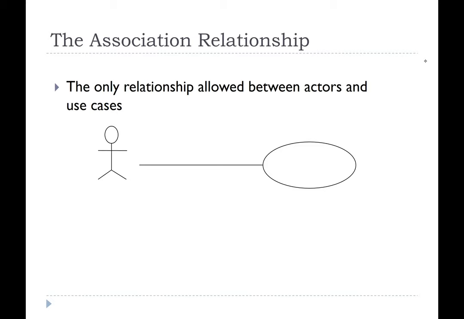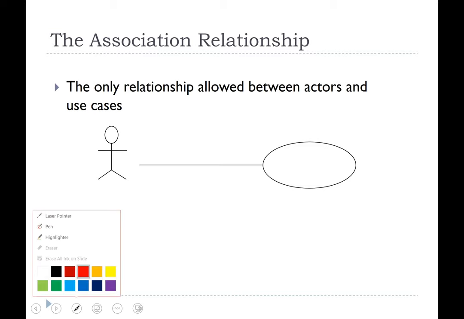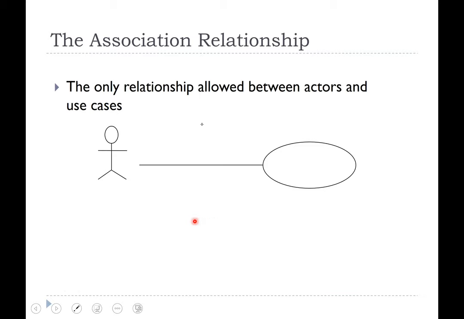If you draw in the middle over here, this is the system boundary. Okay, so all of these association relationships are between the system and the outside world. What we have over here is called an association. Let me just let you in on a secret.